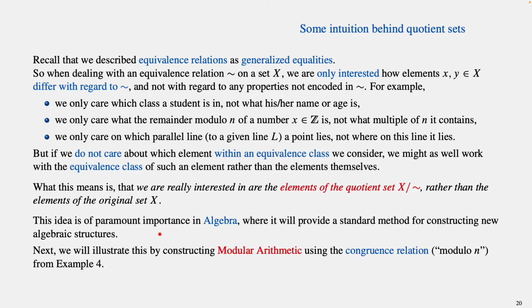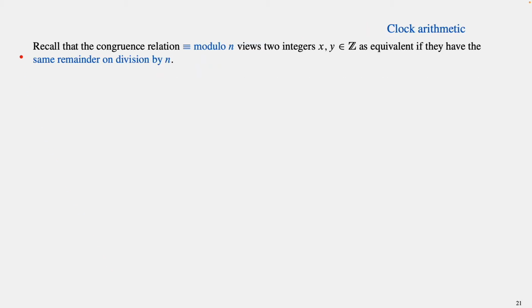This idea is of paramount importance in modern algebra, where it provides a standard method for constructing new algebraic structures. And next, I want to illustrate this by constructing so-called modular arithmetic using the congruence relation, so the modulo n relation that we got to know in example 4. Recall that the congruence relation, modulo n, views two integers as equivalent if they have the same remainder on division by n.